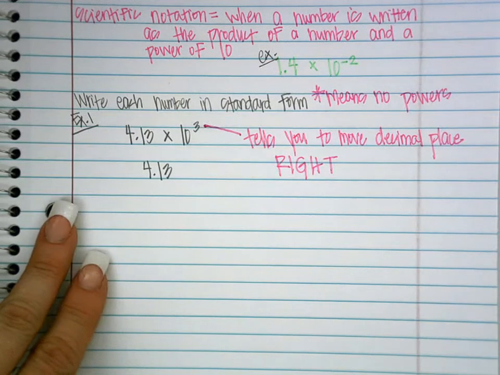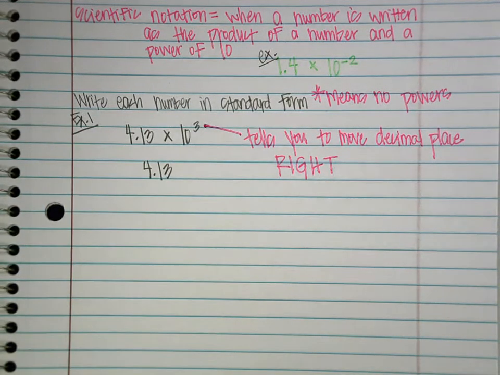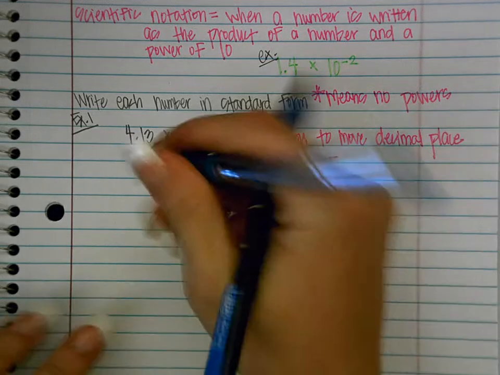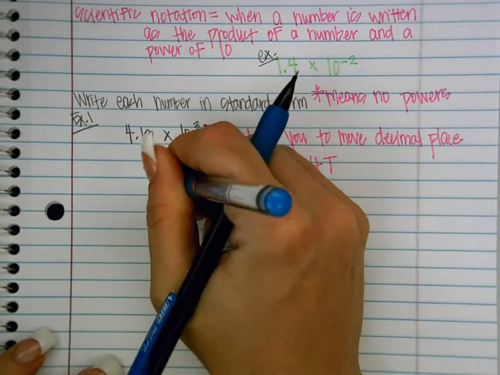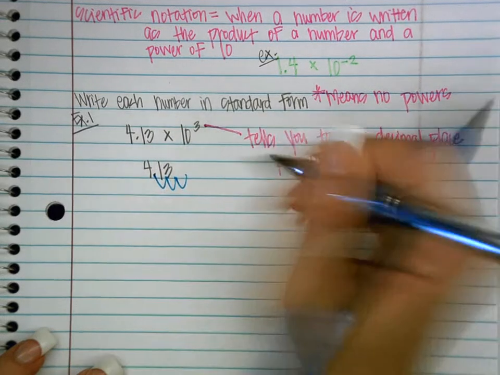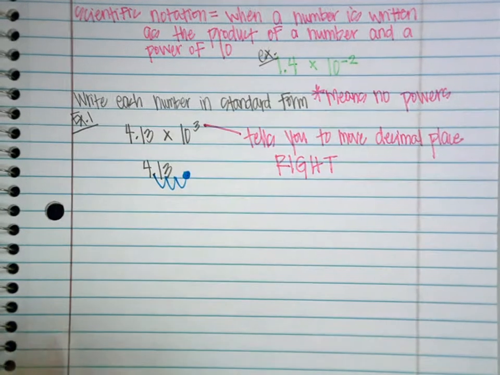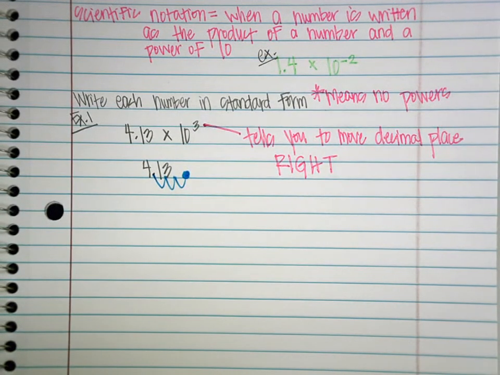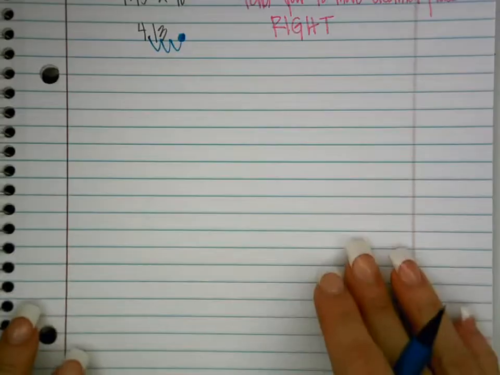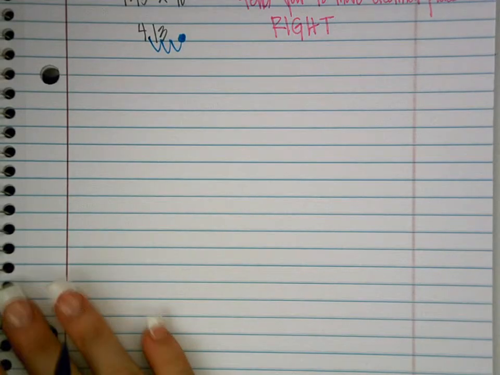So 4.13, and we are literally just going to move to the right that many times. So take your pen or pencil, and we're going to move over 1, 2, 3 spaces and put in a new decimal point. And I do want you to put it kind of big, okay? Yes, Amber. Sorry. I do want you to put it kind of big.